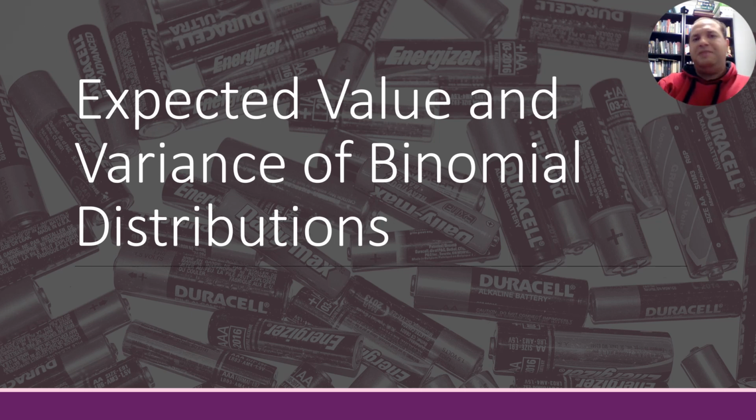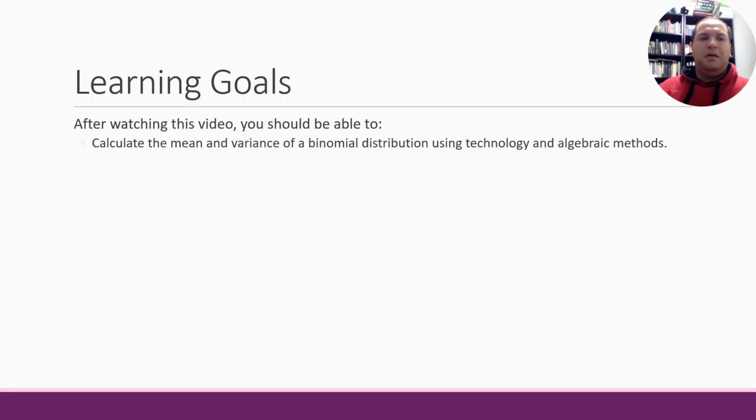Hi students, in this video we're going to look at how to calculate the expected value and variance of binomial distributions. Right after watching this video you should be able to calculate the mean, also known as the expected value. So mean, we use the mu symbol, or expected value is E(X), of a binomial distribution, or the variance using technology and algebraic methods.